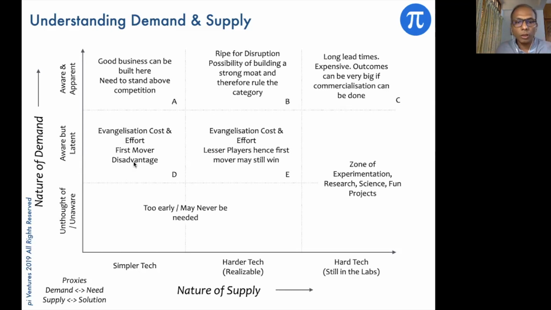Zomato food is doing now what Swiggy did before, etc. In the E sector, it is essentially, since it is not so simple to make, right? You still have the evangelization cost and effort to go through. But since there are lesser players, the first movers can still win, right? And make a great case out of it.